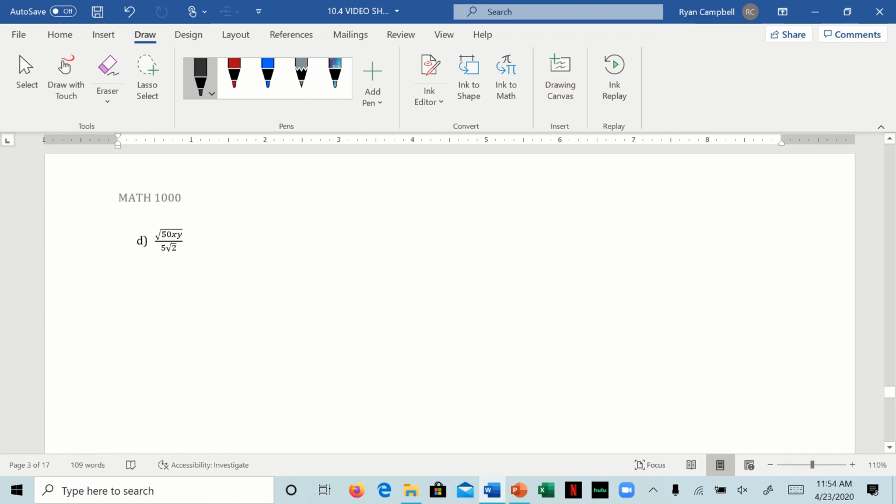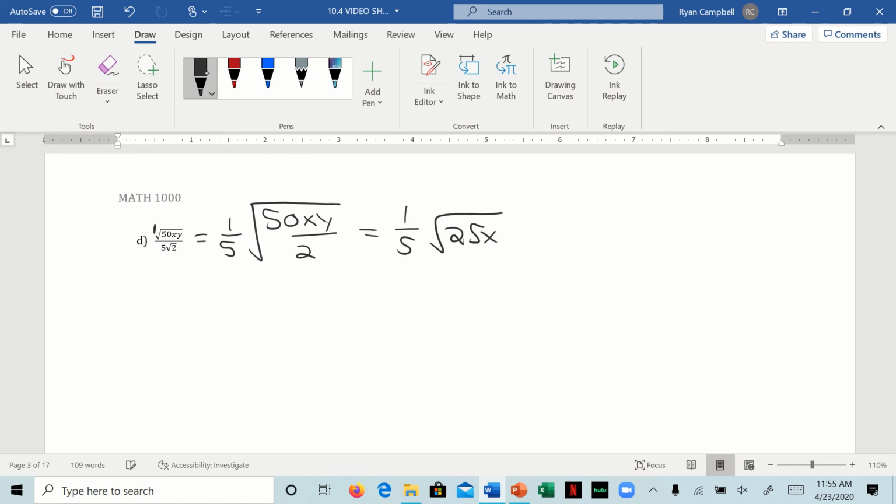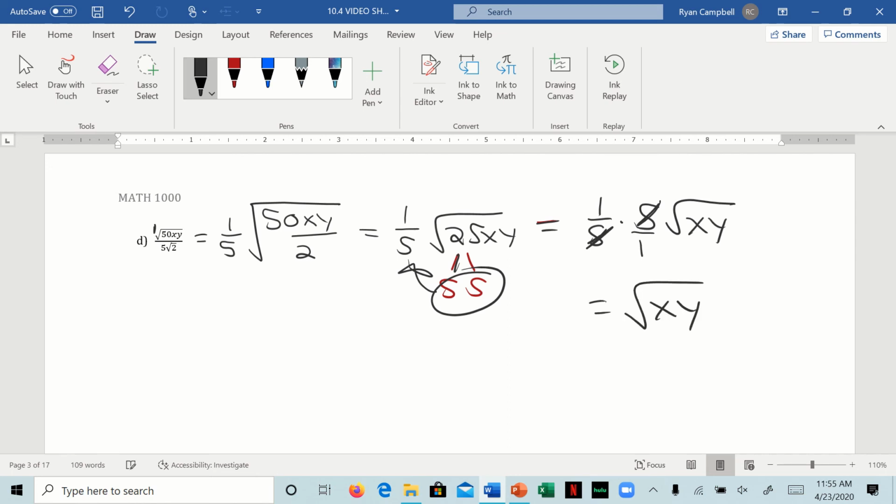Part D. So again, notice out front, it's not 5, it's 1/5, right? So make sure we have 1/5 before we combine square roots. So we get 50xy over 2. 50 divided by 2 is 25. The square root of 25 is 5, because that's just 5 and 5, right? So we get 1/5 times 5 times the square root of xy. These 5's cancel because one's on the top, one's on the bottom. So the answer is just the square root of xy.